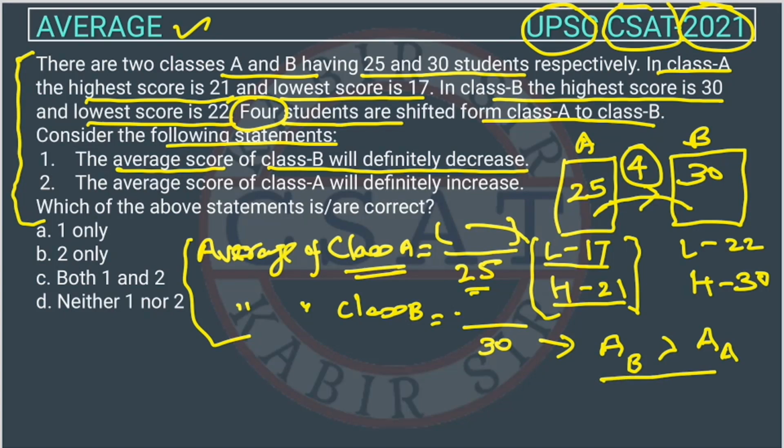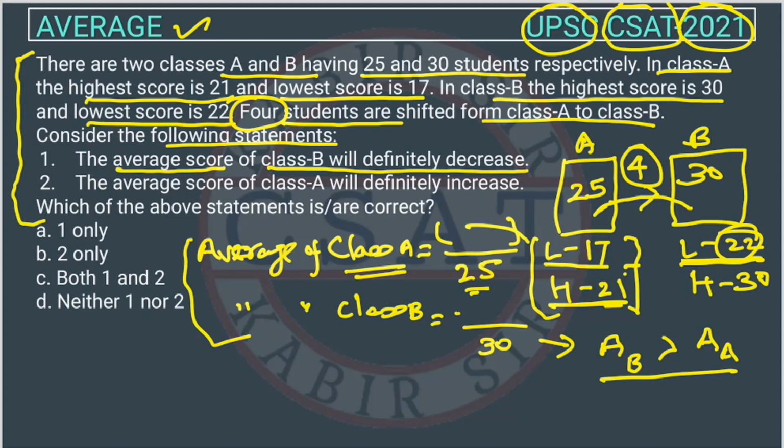Do you get it or not? Because here the lowest score is 22. So all the students, or most of the students, have marks or a score of 22 or greater, right? But here the maximum is only 21. So the average of class B will be greater than 22 at least, right? Because the minimum mark is 22 there.